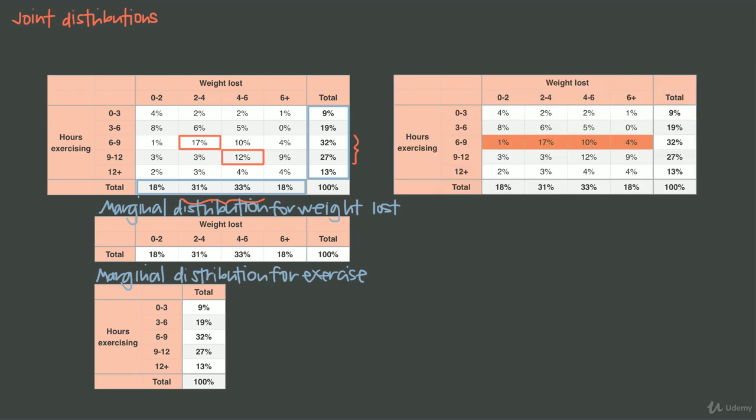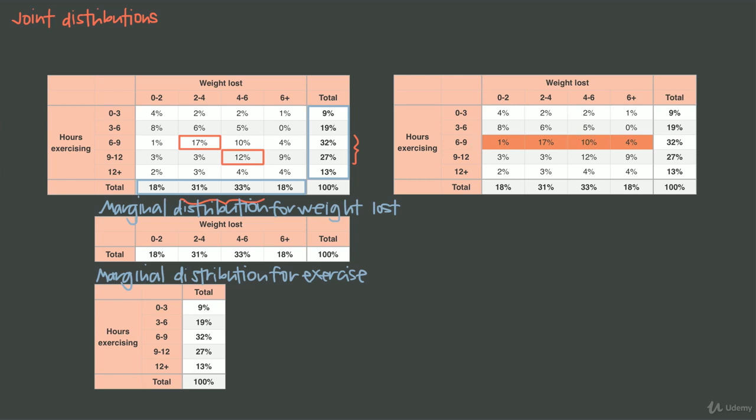For example, this here would be a conditional distribution. It's called a conditional distribution because it's a distribution that is conditioned upon something or that depends on a particular condition. So what I've highlighted here is a conditional distribution of weight lost for the participants who spent between 6 and 9 hours exercising. So this distribution is specifically for one exact condition. This distribution is conditional upon 6 to 9 hours spent exercising.